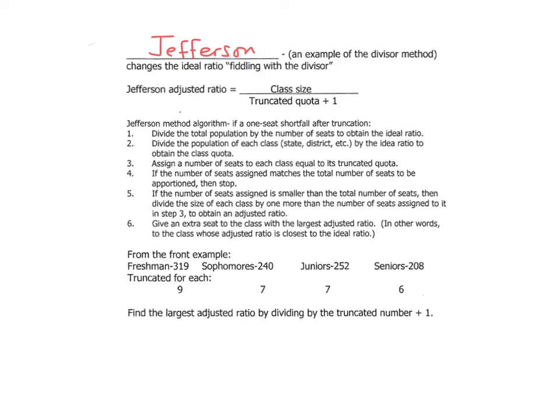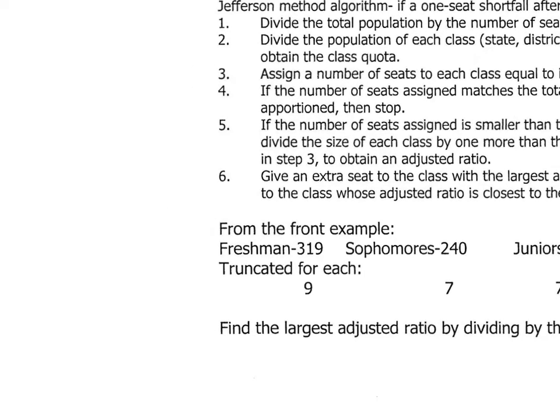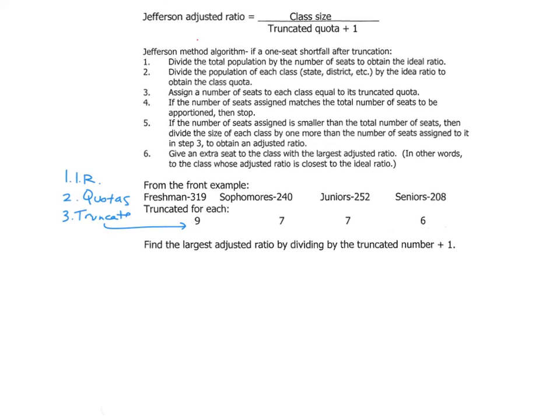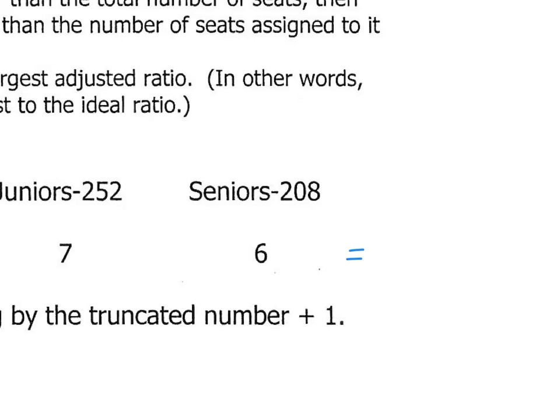You can read all through these steps, but basically what would happen is, 1, you would find your ideal ratio. 2, you would find all your quotas. 3, you would truncate, just like we did on the other side, to get these values. So these are all the same as the Hamilton method. It's just that we now have a new way of figuring out who gets this extra 1, because again, remember, this adds up to 29. You need to give away one more.